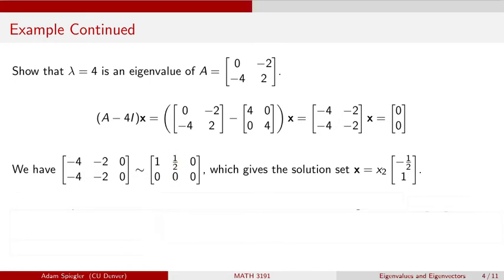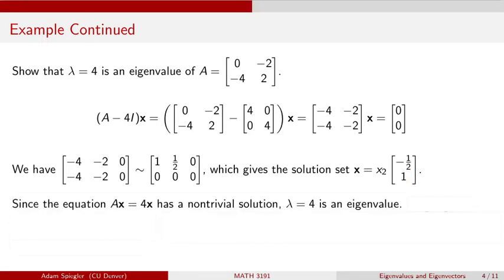So we actually get the solution set that x1 is equal to -1/2 x2, and x2 is free. So x2 can be anything. So we could rewrite this solution set as any vector x, which is equal to some scalar times the vector -1/2, 1. And so since a non-trivial solution exists to this equation Ax equals 4x, then we know that 4, by definition, is an eigenvalue of this matrix. And we have actually found an eigenvector for the eigenvalue 4, namely the vector -1/2, 1.